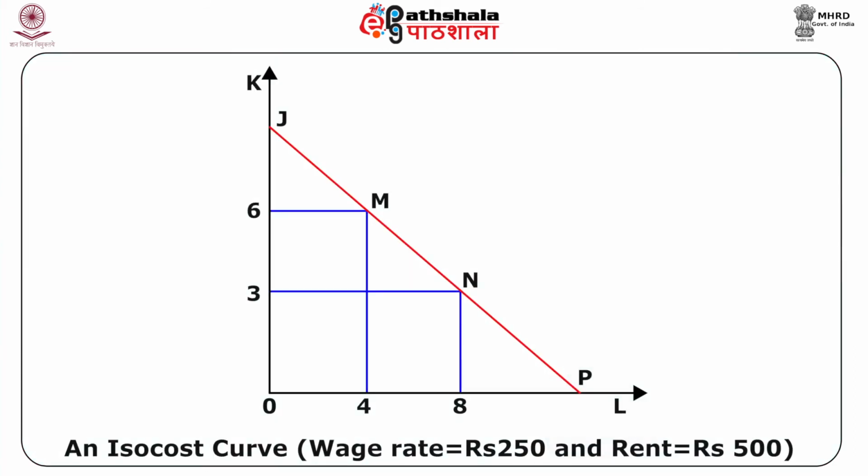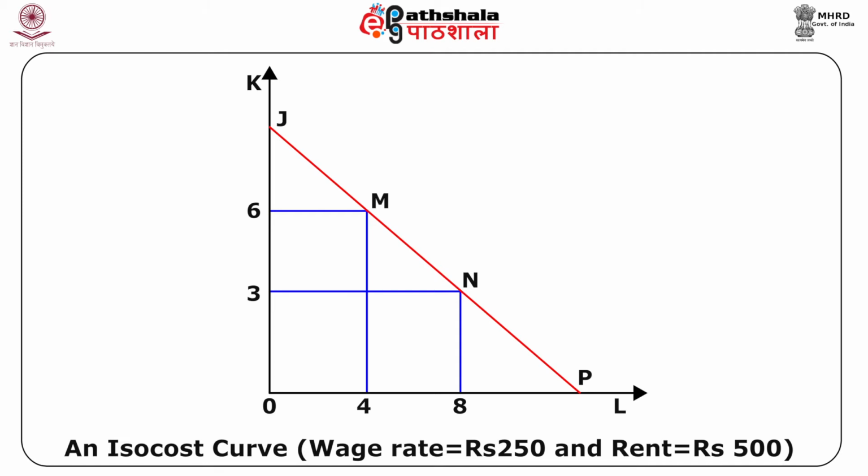Figure 5 shows the iso-cost line for a total expenditure of rupees 4,000, that is C, when the given price of labor, that is wage rate W, is rupees 250 and the price of capital, that is rental R, is rupees 500. Each combination of K and L on the iso-cost line involves a total expenditure of rupees 4,000. Point J shows the total amount of capital that can be purchased with rupees 4,000 when 0 unit of labor is used. It is the maximum amount of capital that can be employed, that is 8 units, which equals 4,000 divided by 500.